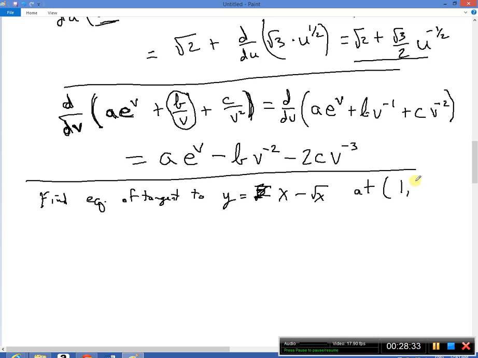A quick reality check. X equals 1 gives us 1 minus square root of 1, which will be 0 for y. So yeah, 1, 0 is on the curve. By the way, we should have an idea of what this curve looks like, real quick. What does the graph of x minus square root of x look like? Well, the domain is only positive numbers, so you can't plug any negative numbers in here. When x is 0, you're getting 0. That's pretty easy.